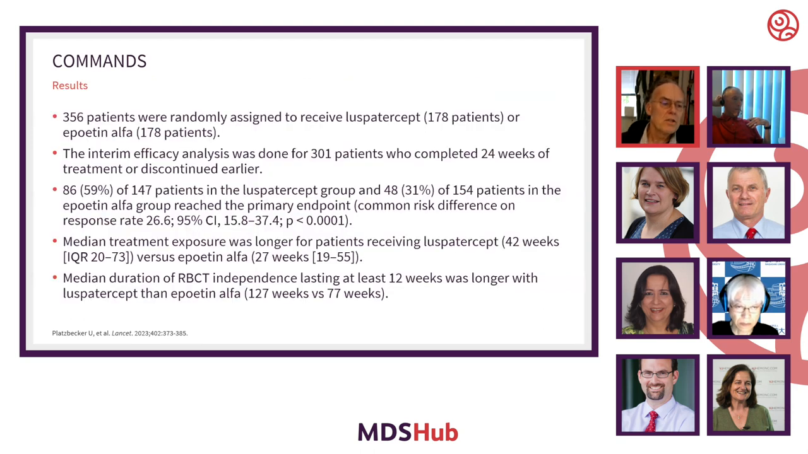So what are the main results of this early observation in this study? So 356 patients were randomized 1:1. The interim efficacy analysis was done in just about 300 patients who completed 24 weeks of treatment or discontinued earlier. 59% of the patients in the luspatercept group and 31% of the patients in the EPO group reached the primary endpoint. And this was significantly different. The difference in the transfusion response rate was 26%.